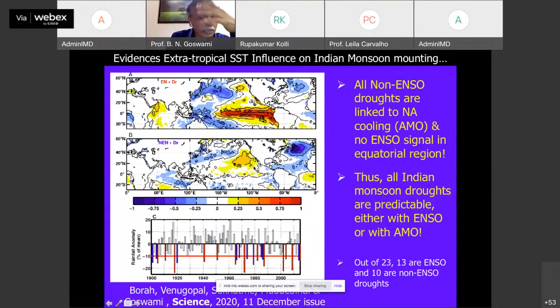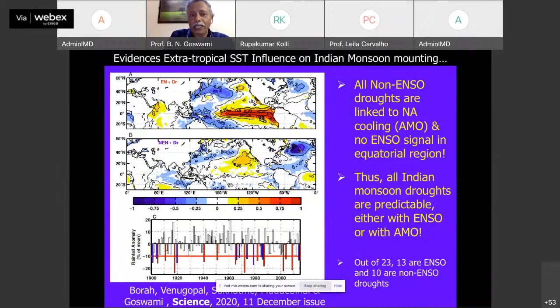And there is no SST signal in the tropics. There is no El Nino signal. Nowhere is there a major signal. So the tropics is in the transition between El Nino and La Nina, and there is no signal, and the only SST signal that is there is in the extratropics. So there is a clear indication that SST in the extratropics may have influenced the drought years in the monsoon.